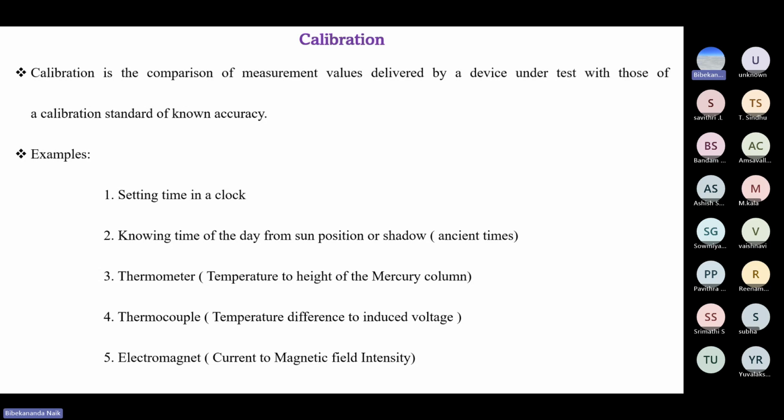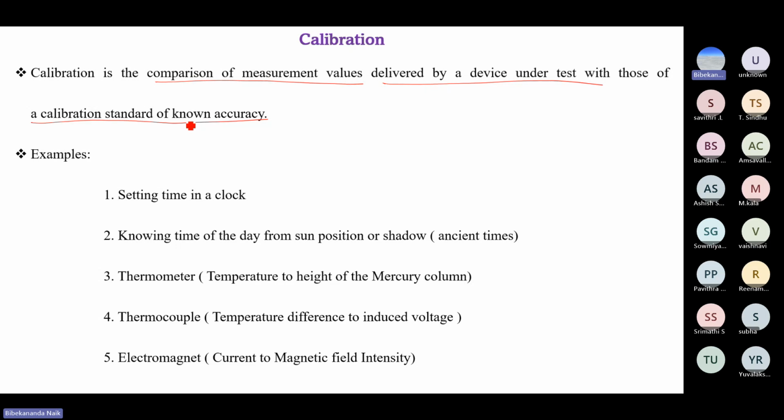So calibration is basically the comparison of a measurement value delivered by a device under test with those of a calibration standard of known accuracy. So the standard is the watch which is correct, and the watch whose time we are setting is the measurement value. When these two values are equal, then we say that this is calibrated.